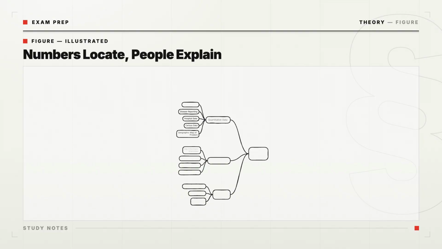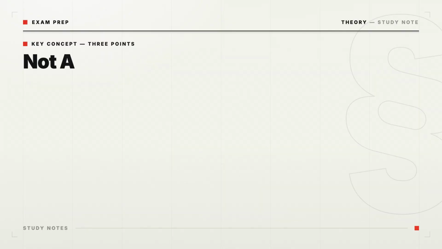The qualitative layer is what keeps numbers interpretable. Key informant interviews, community forums, and windshield surveys explain why a pattern exists. Numbers locate a problem, and people explain it.